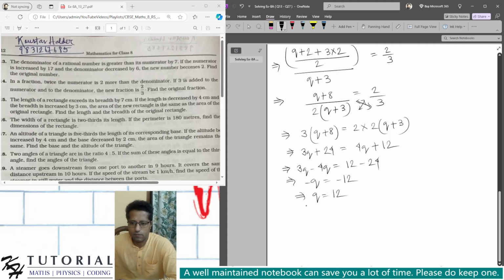So q is 12. Now we can also find p. p is equal to q plus 2 divided by 2.